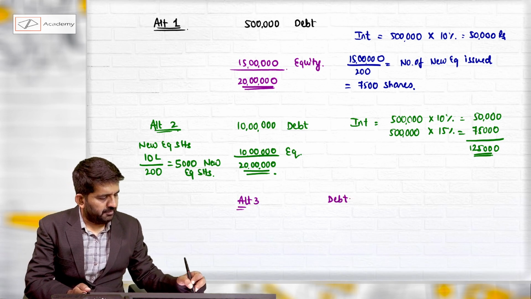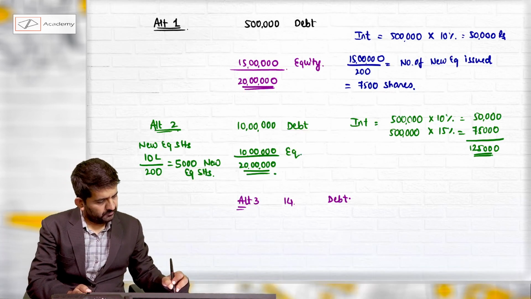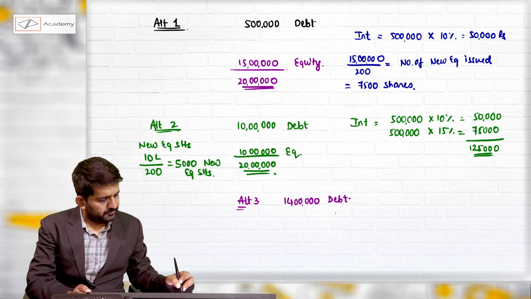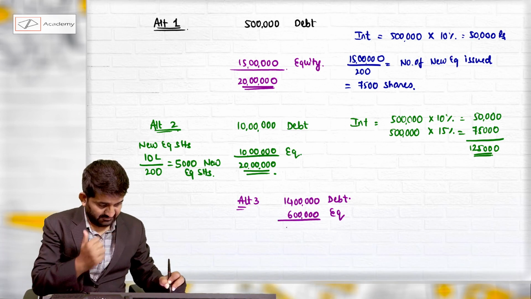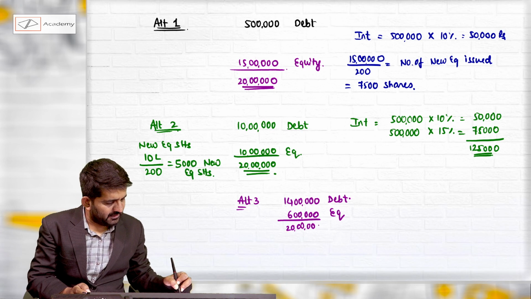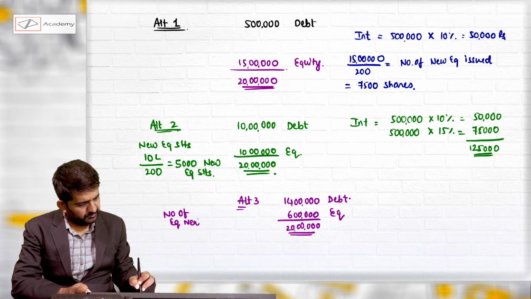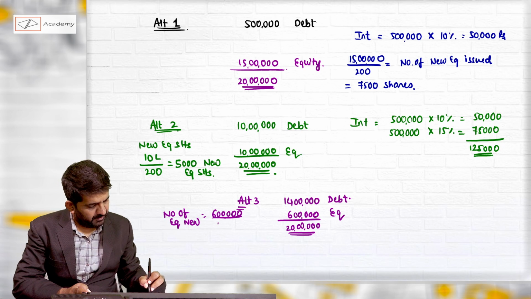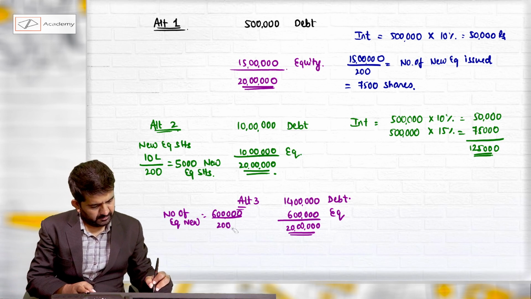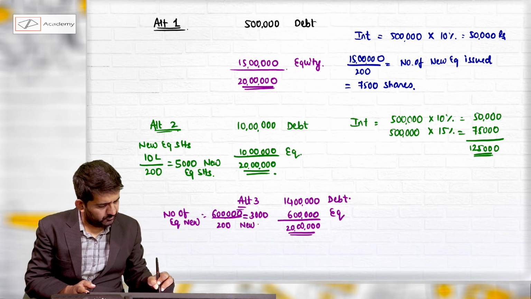How much debt will be issued in alternative 3? 14 lakhs. More risky option. So equity will be 6 lakhs. Total will be 20 lakhs. Number of equity shares new will be 6 lakhs divided by 200, will be 3000 new shares.